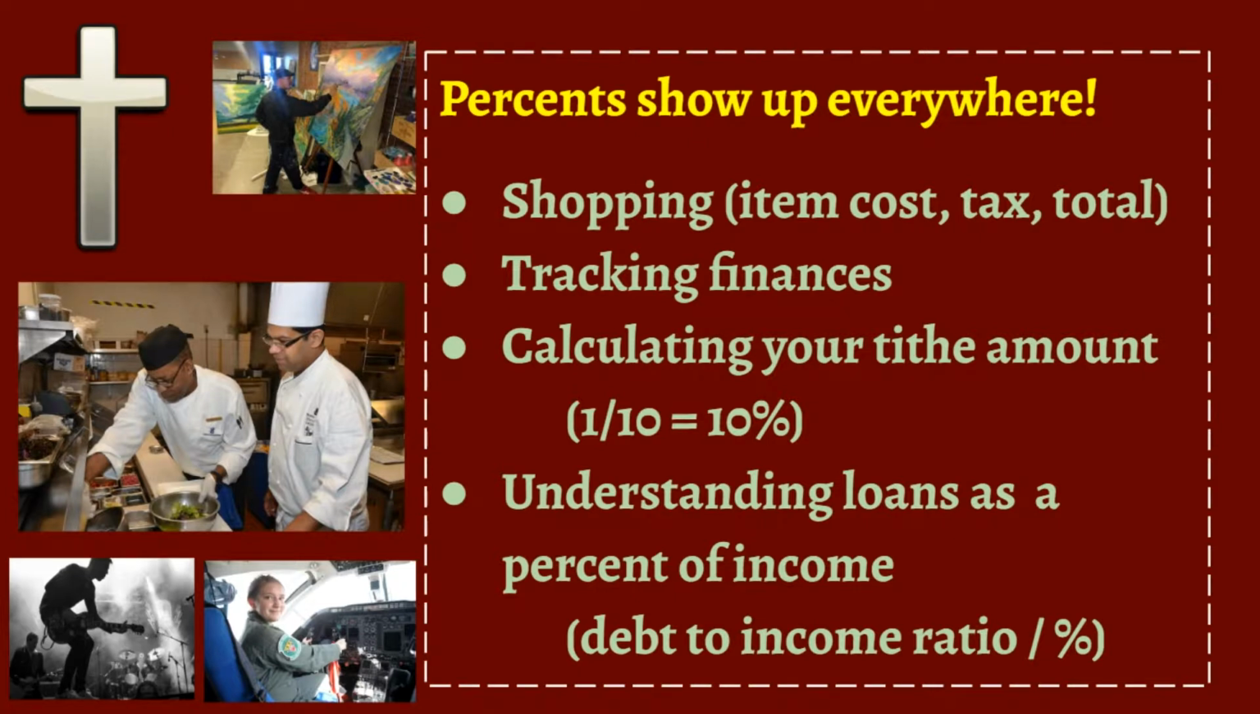We'll use it in real life when we track finances. You could use it when calculating your tithe at church. You're supposed to give 10%, so 1/10 as a fraction, or you could say 10%. Understanding loans is a percent of income, so when you're older, you can ask your parents now if you want more information, but debt to income ratio. So when you're applying for a loan, they'll talk to you about your debt to income ratio and calculate that as either a fraction or a percent.